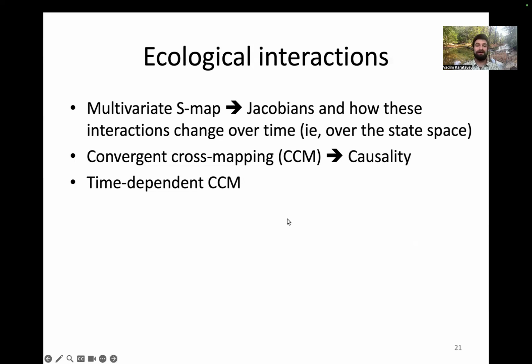Another really important implication is convergent cross-mapping, which lets us detect causal interactions in an ecosystem and, again, how they change over time.